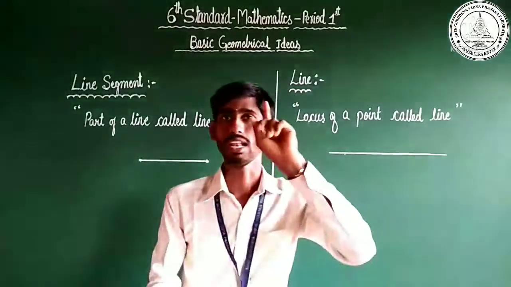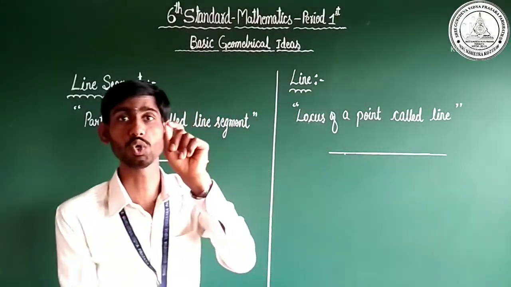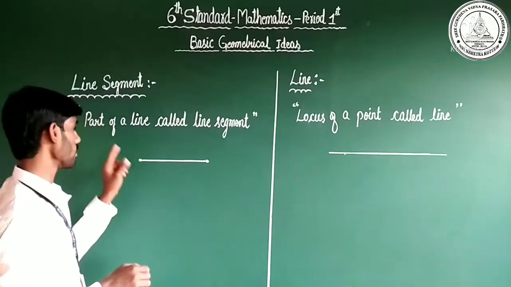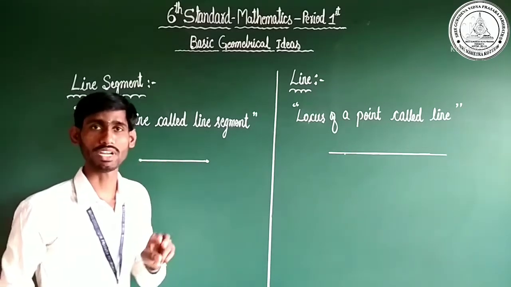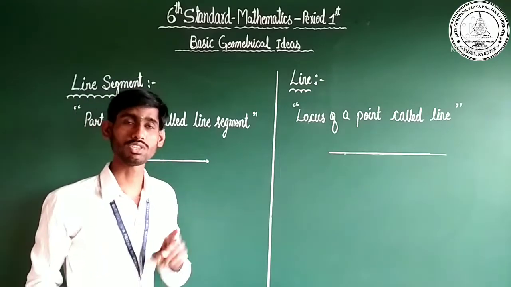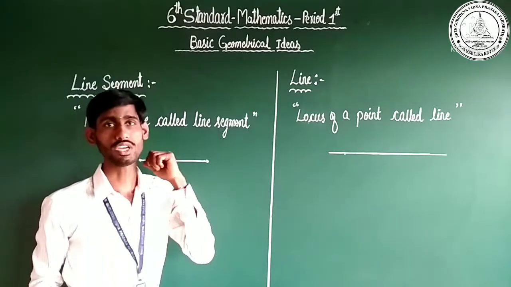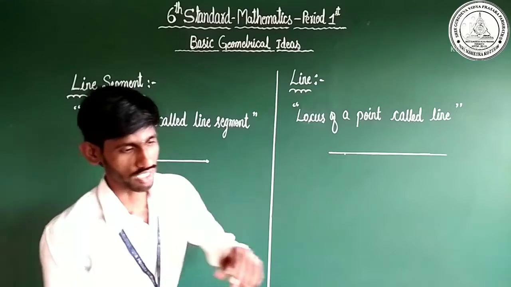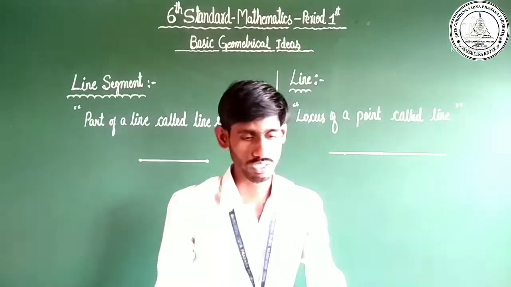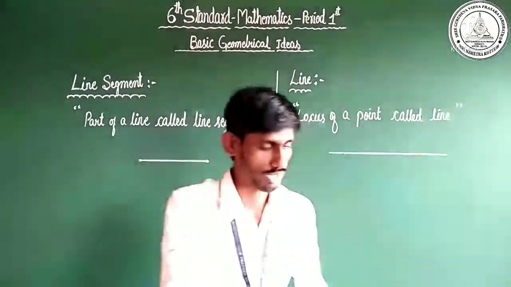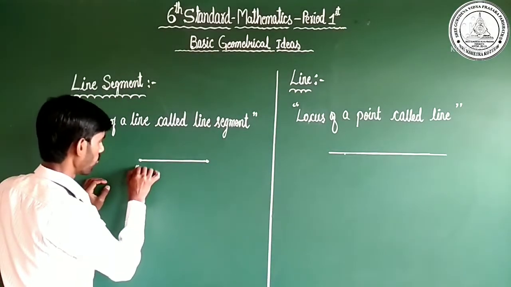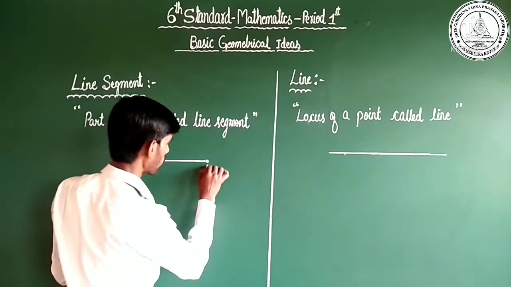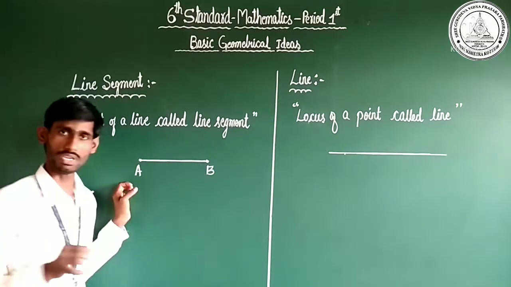Dear children, a line segment has 2 points. One is the starting point, another is the ending point. A line segment has both a starting point and also an ending point. Dear children, this is very important information about the line segment. If we give a name to the line segment, it is AB. AB is a line segment.